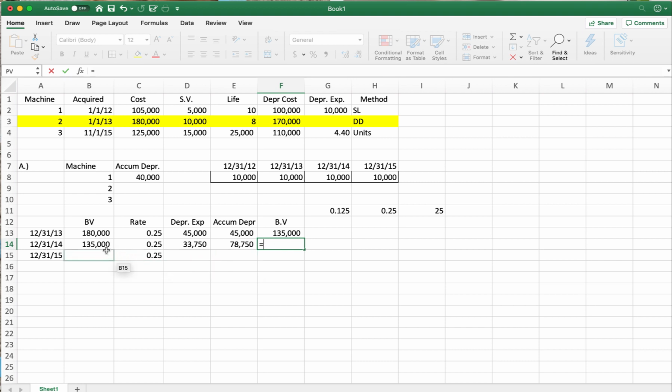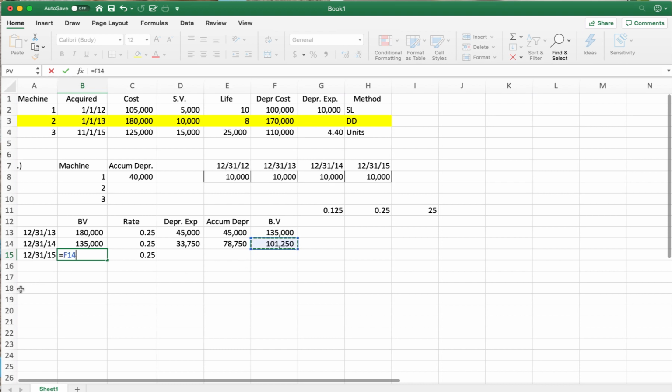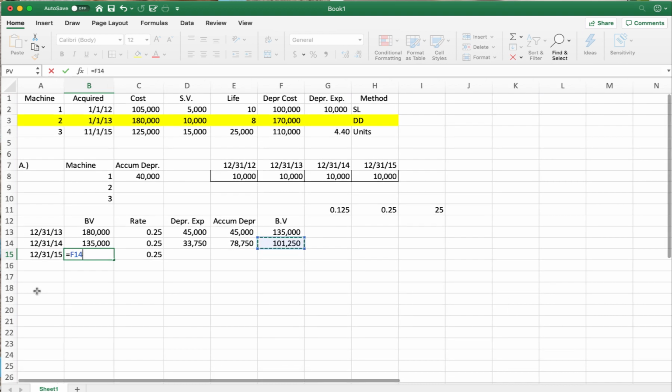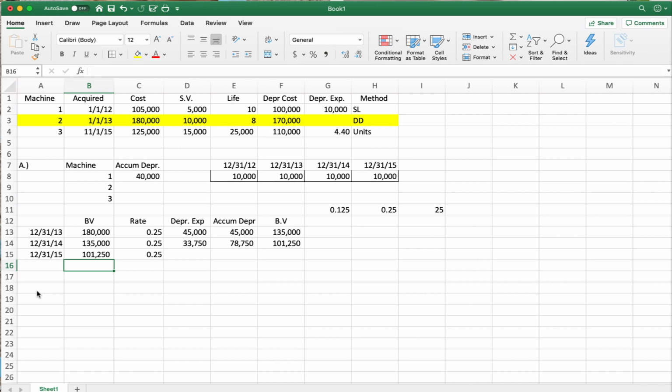Okay, cool. What then is my book value? Super easy. Beginning book value minus my depreciation expense gives me $101,250. Okay? What's my book value at the beginning of year 3? It's $101,250. So at the end of year 3, I've got to figure out what's my book value.